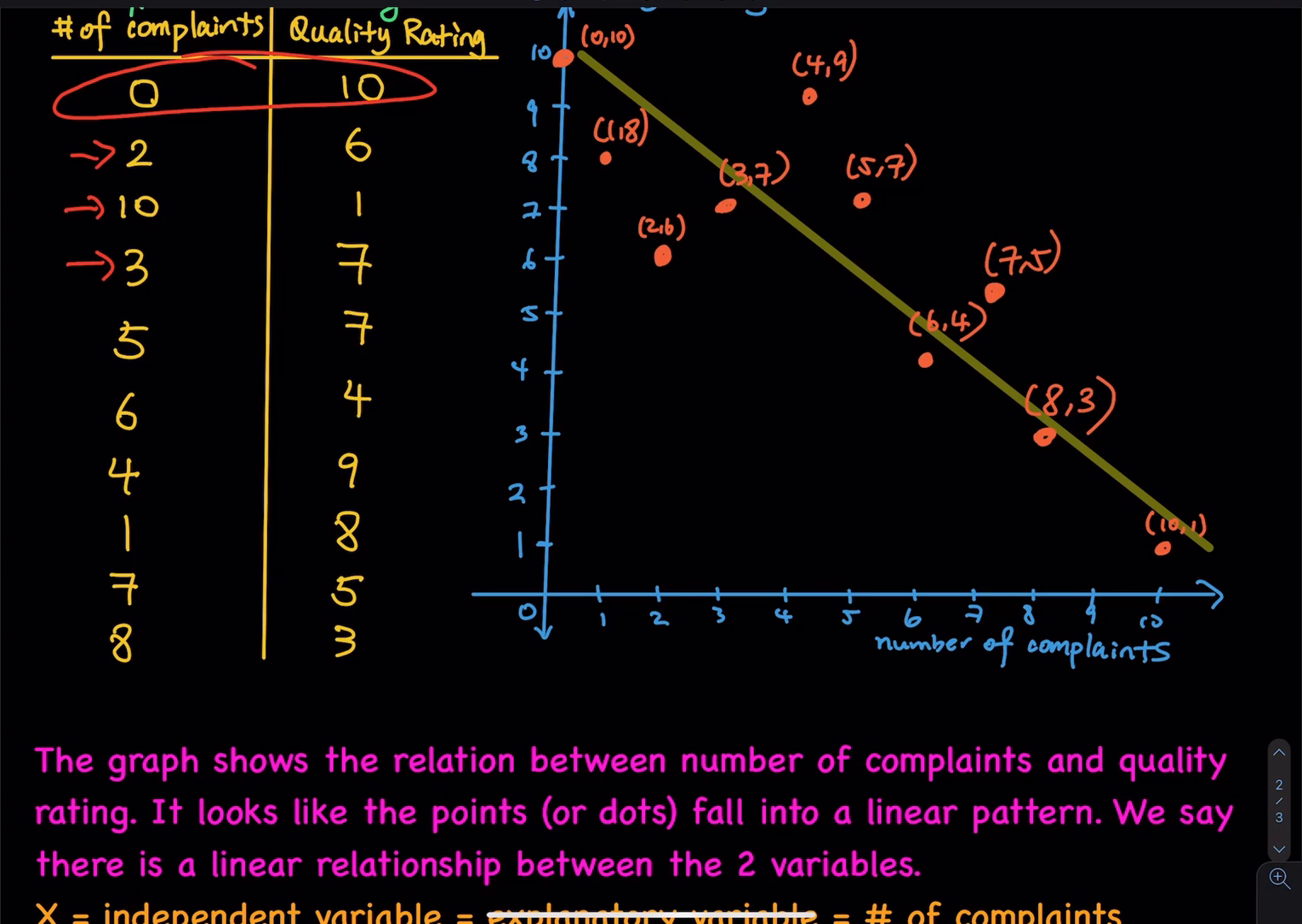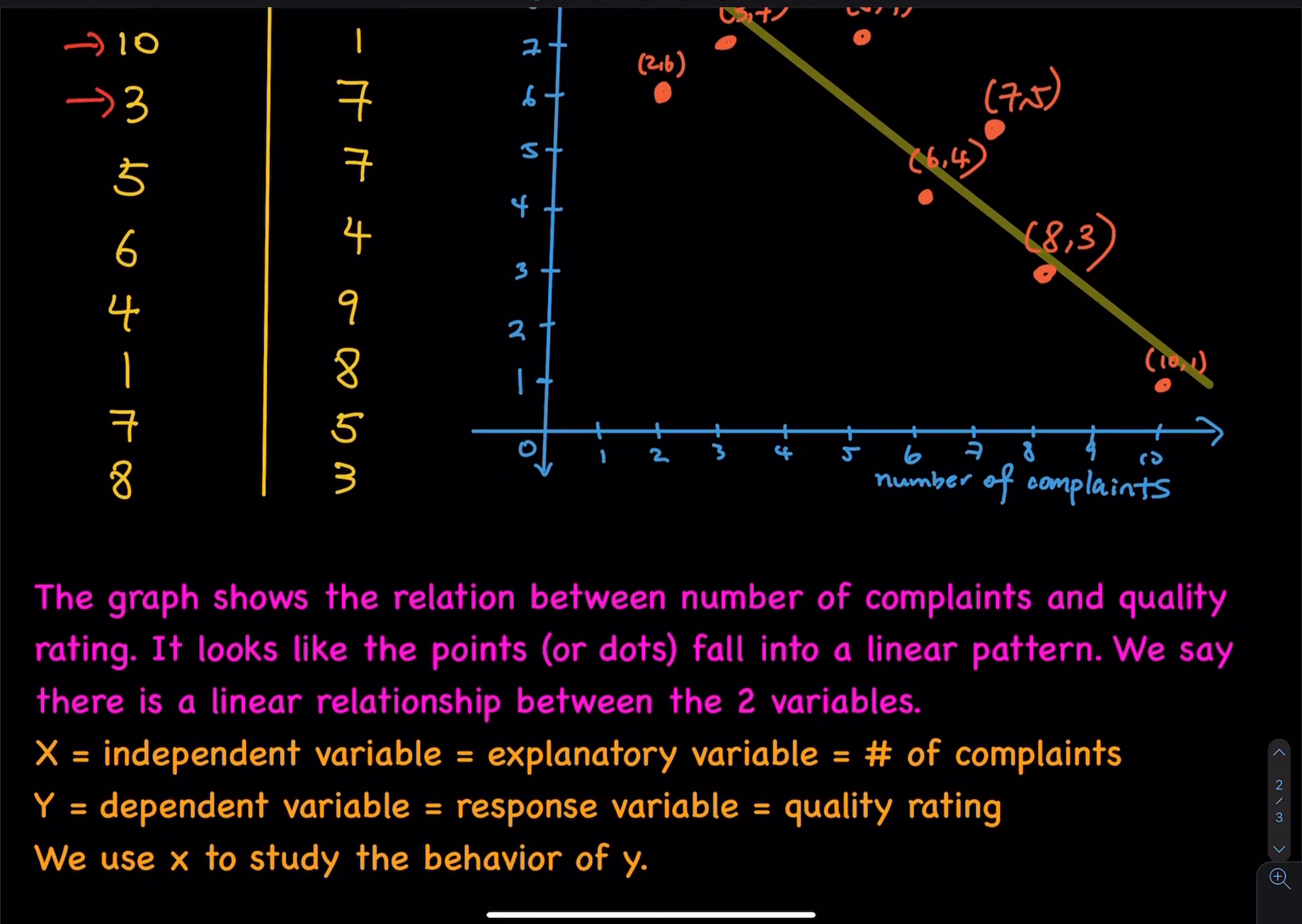All right, then after constructing this graph, I can see the big picture, so I can tell that there is a linear relationship between the 2 variables. So this, we already covered that. So x is the independent variable, explanatory variable, which is the number of complaints. The vertical axis is y, dependent variable, also called response variable, that represents quality rating in this problem. And then we are trying to use x to study the behavior of y. You can say y depends on the value of x. All right, so that is the basics of relation between 2 variables, data, and their graphs.